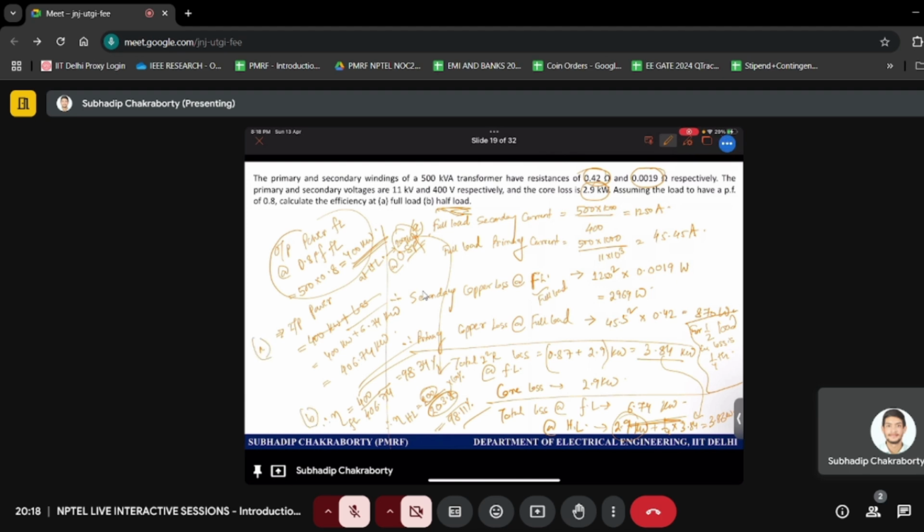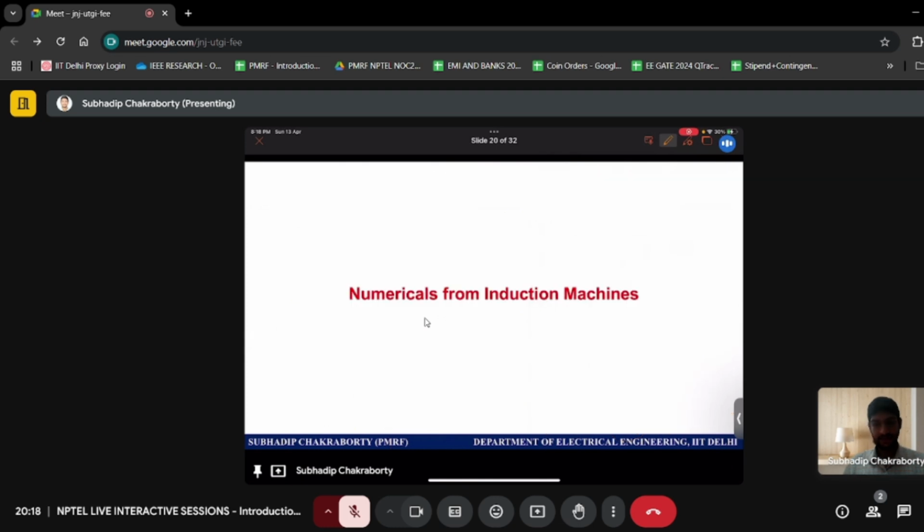Right, I hope you get a complete idea about the efficiency and the voltage regulation of the single phase transformer. Now we move to the numericals on induction machines.